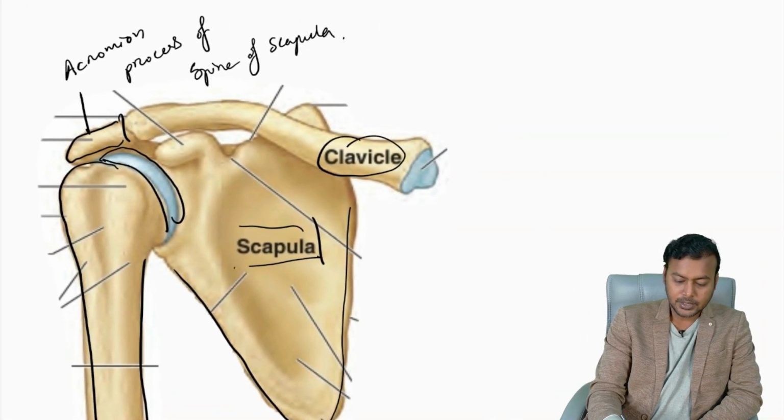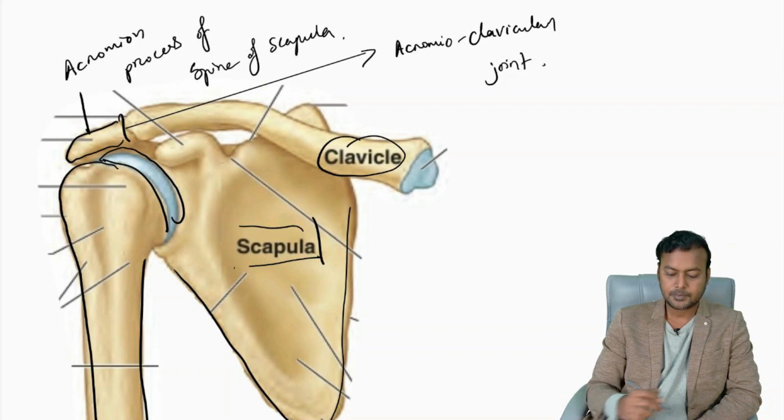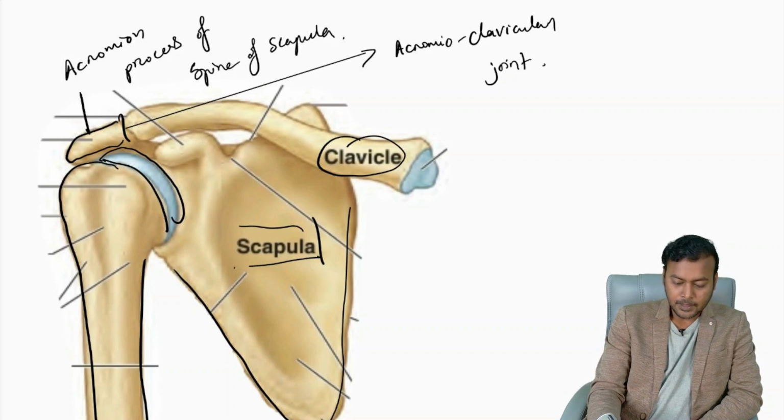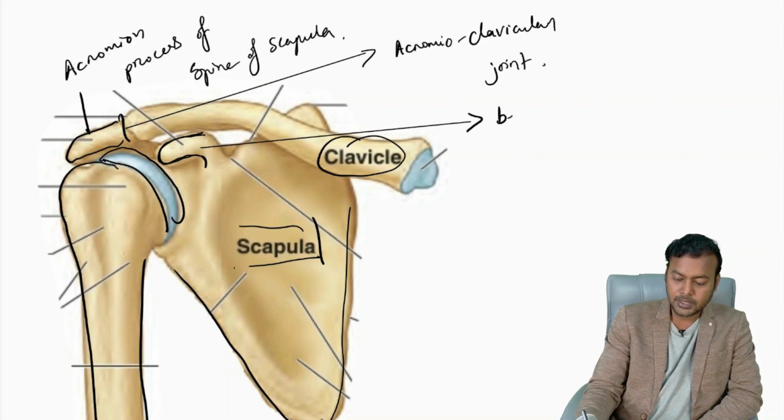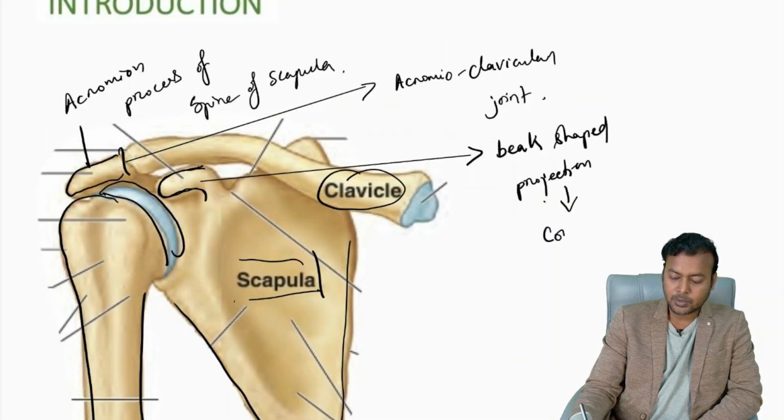So here you have the acromioclavicular joint. Here you can see this bird-beak-shaped projection. This beak-shaped projection is known as the coracoid process.